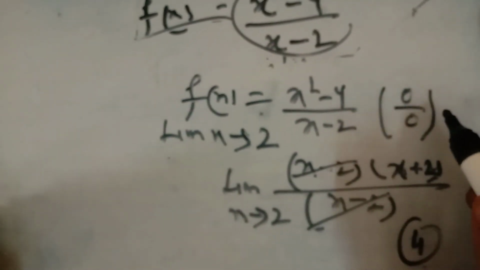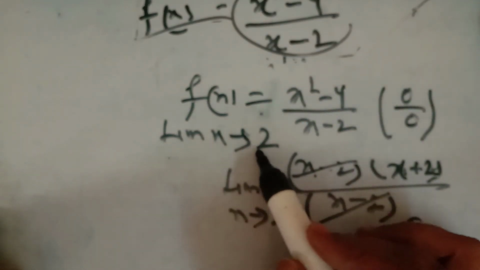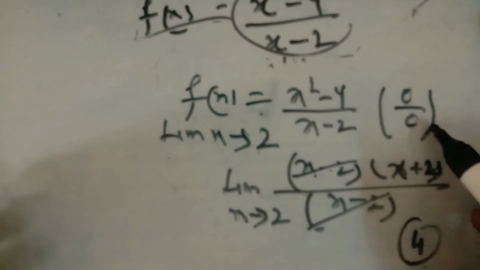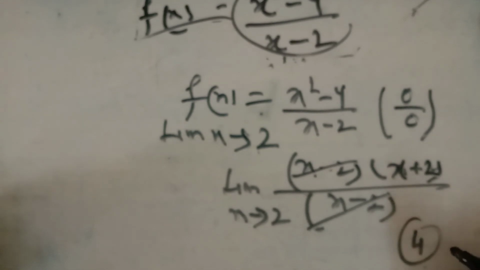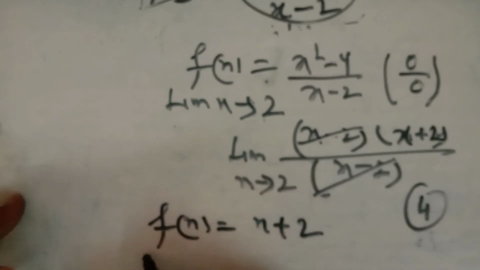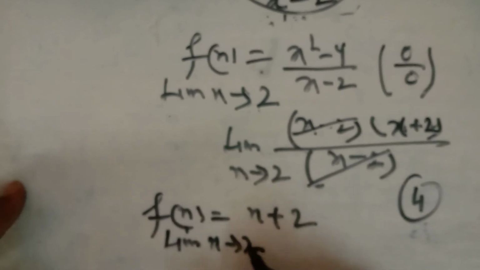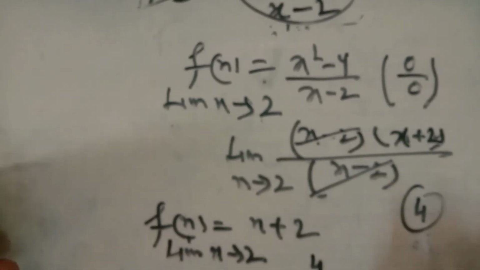When you get the 0 upon 0 form by putting the value of the variable, that is not the limit of this function. If you have to find the limit of this function, simplify it as far as possible and try to remove this 0 upon 0 form to obtain the limit. And as I have already told you, if it is a polynomial and you have to find the limit at x is equal to 2, you can easily find the limit as the value of the function, that is 2 plus 2 equal to 4. Directly put the value of x equal to 2 to get the limit. Otherwise, you have to remove this 0 upon 0 form.